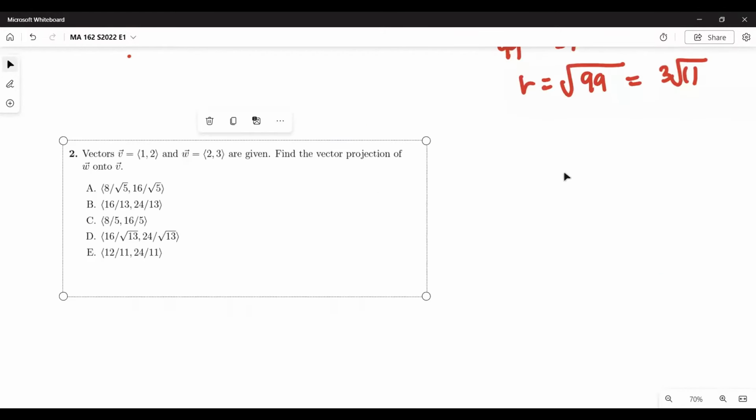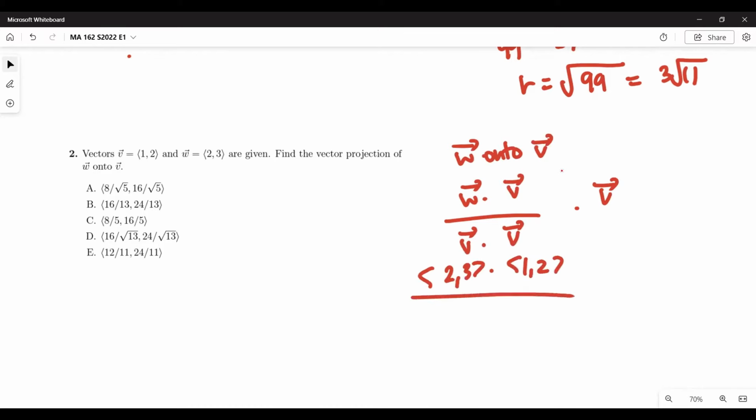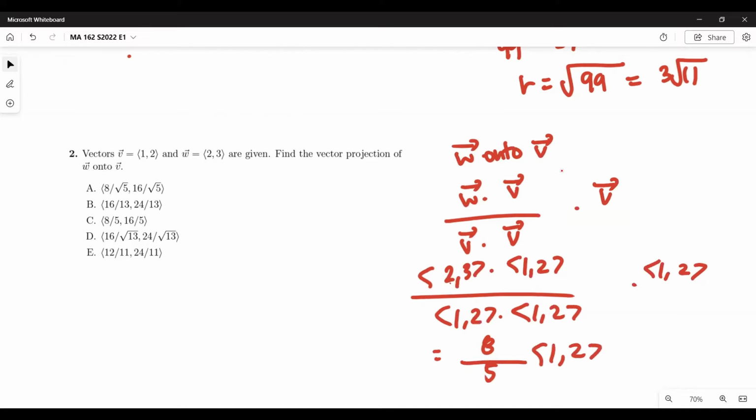Okay, so this question asks to find the vector projection of W onto B. So W onto B, you can write this as (W dot B) over (B dot B) times B. W is given as (2, 3), and B is (1, 2). So if you do the calculation, this is 2 + 6 = 8, and 1 + 4 = 5. So 8 over 5 times (1, 2), which becomes (8/5, 16/5), which is C.